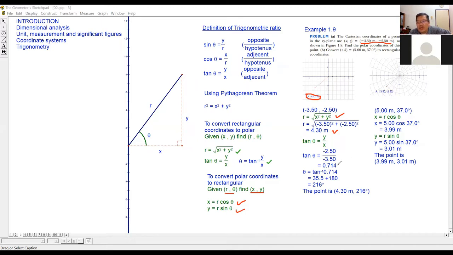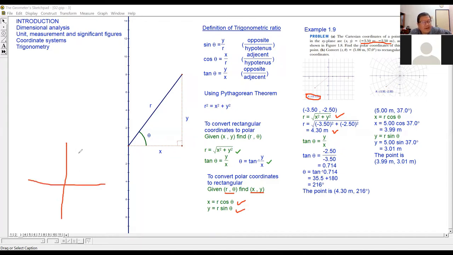So the number is 0.714. How do we find theta? You just use your calculator. You use the inverse tangent function, and which number will your calculator give you? 35.5, or they will give you 216. We can change it to degrees or radians. We use degrees, right?